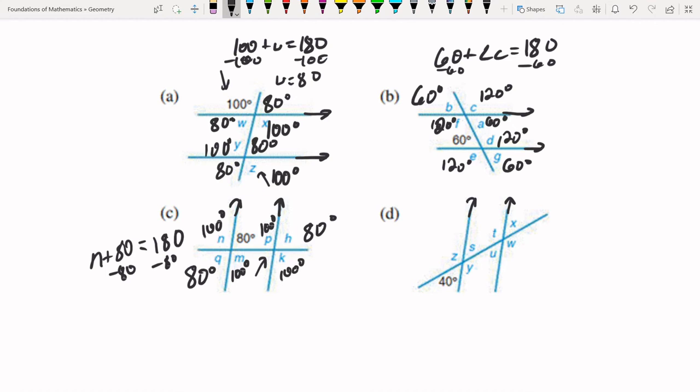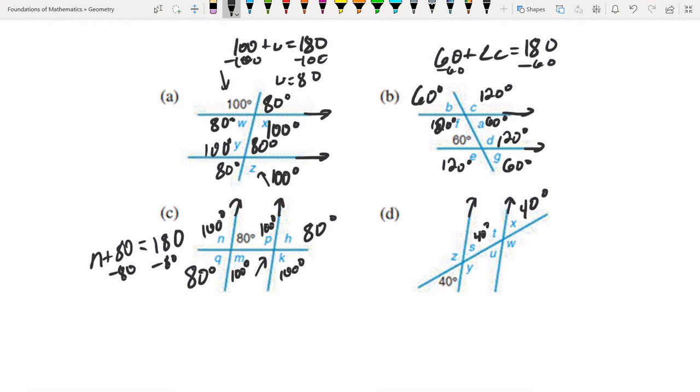40 here. I'm just doing this. It doesn't matter which order you do this in. I'm doing whatever I notice first. So for part D here, I noticed first that 40 and X are alternate exterior angles, so I'm writing that immediately. But if you notice first that 40 and S are vertical angles, that works fine too.